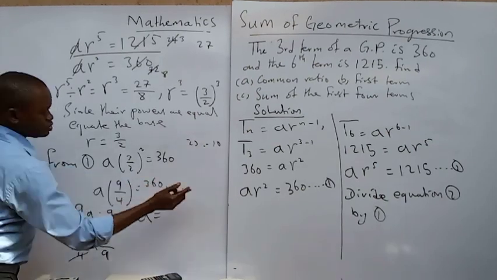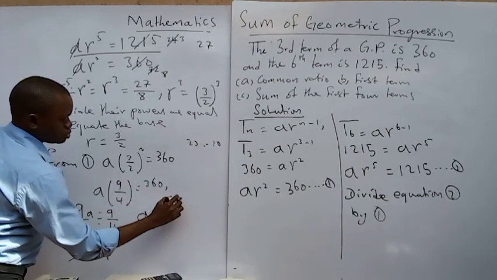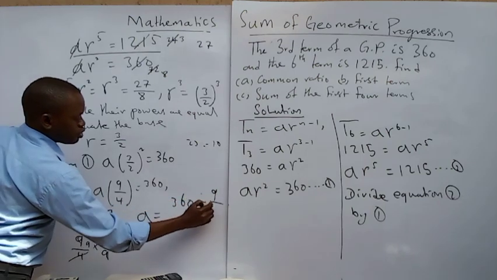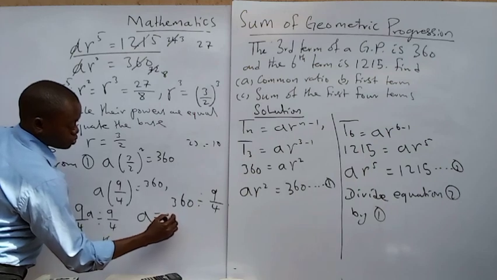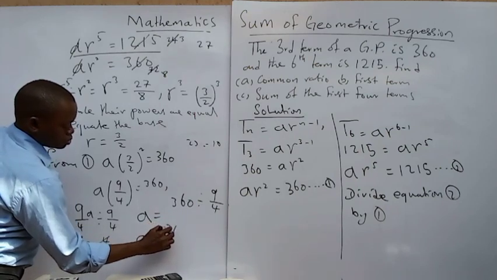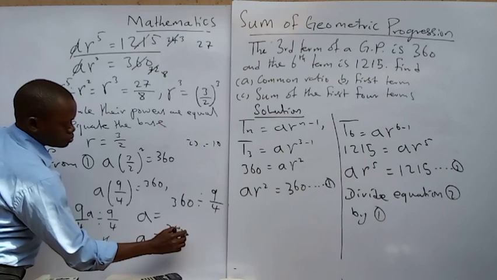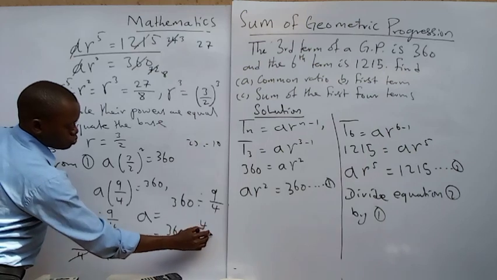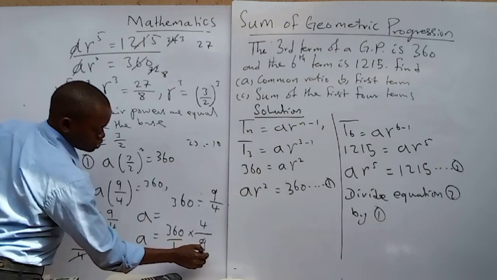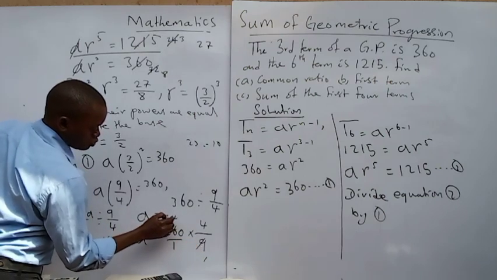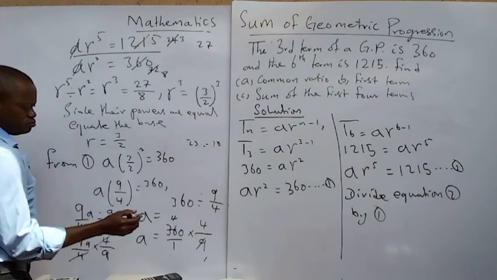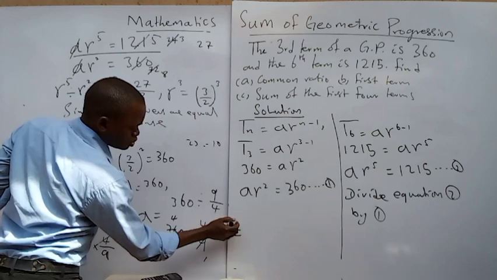Then on the right hand side, we also have 360 divided by 9 over 4. So that will give us a equals 360 over 1 times 4 over 9. Of course, 9 cancels into 36, which is 4. So we have 40 left, and 40 times 4.